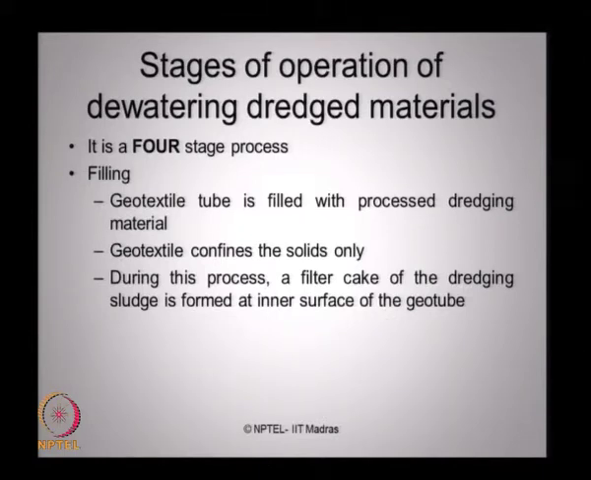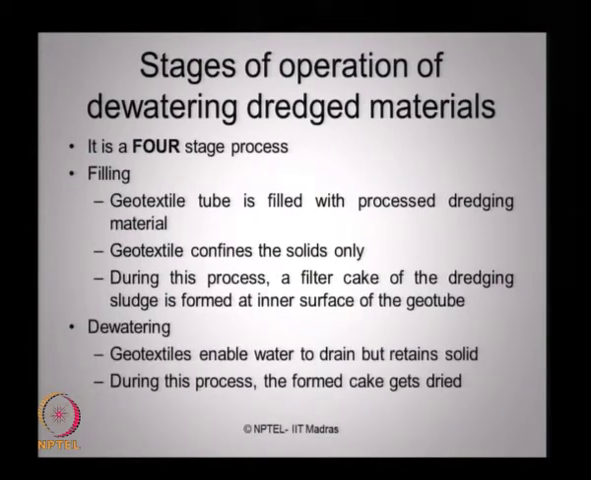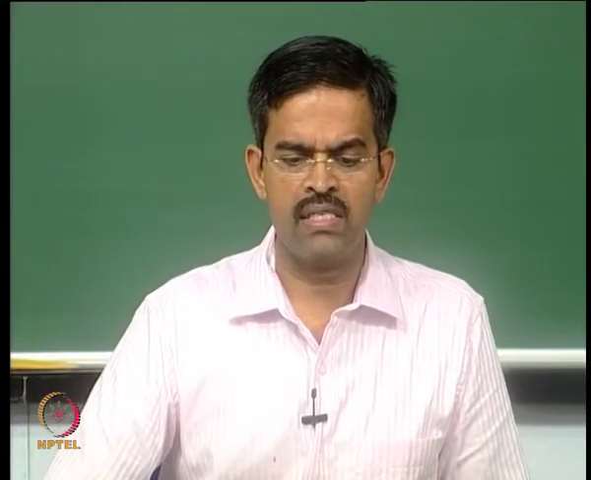The geotextile confines the solids only. During this process, as water is escaping from the tube, a filter cake of the dredging sludge is formed at the inner surface of the geotube. Since the geotextiles enable water to drain completely but retain solids, during this process there is a possibility that the formed cake gets completely dried. So, a thorough dewatering happens in the second stage.